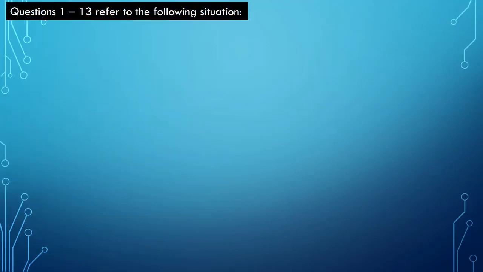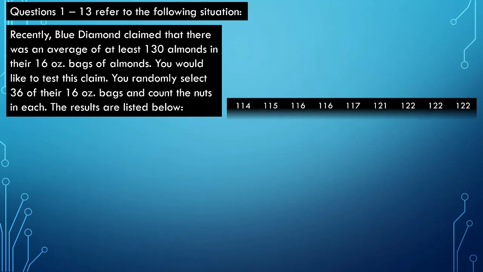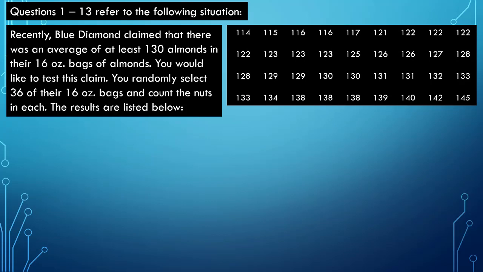Questions 1 through 13 refer to the following situation. Recently, Blue Diamond claimed that there was an average of at least 130 almonds in their 16-ounce bags of almonds. You would like to test this claim. You randomly select 36 of their 16-ounce bags and count the nuts in each. The results are listed below. So we have 36 individual values representing how many nuts were found in each of the 36 bags. So that's our situation here. And we want to test their claim.